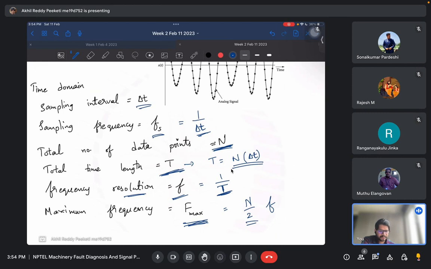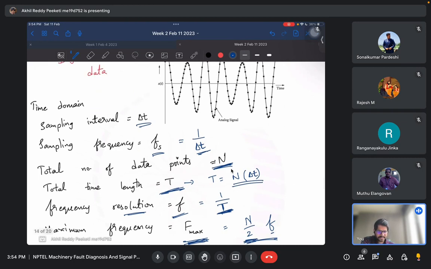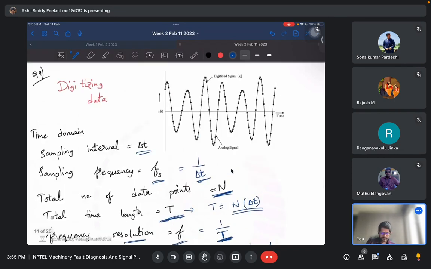And the frequency resolution, the difference between two frequencies, the resolution which you can actually obtain from such a data acquisition, is just the reciprocal of the total time length. The maximum frequency that you can obtain from this data is simply n by 2 times the frequency resolution. This n by 2 is because when you do this, half of the data is on the negative frequency side and half on the positive frequency side, but you only consider the positive frequency side. So that is why you need n by 2.